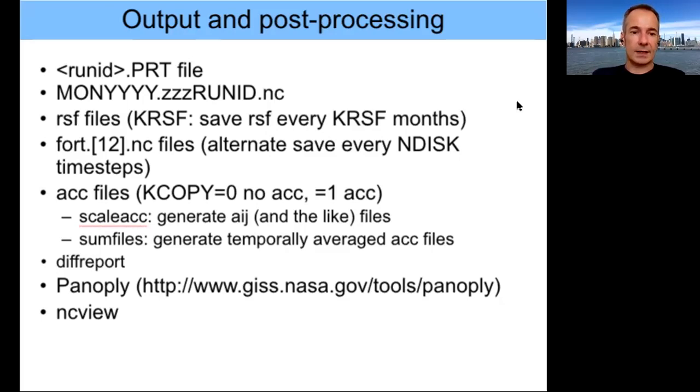After you run scale, the scale ACC command can also be run on the output of the sum files command, because if you create an annual mean file with sum files, it will create an annual mean ACC, and then you run scale ACC on that. Sounds complicated, but it's really nothing. You get used to it on day one when you start working with model output.